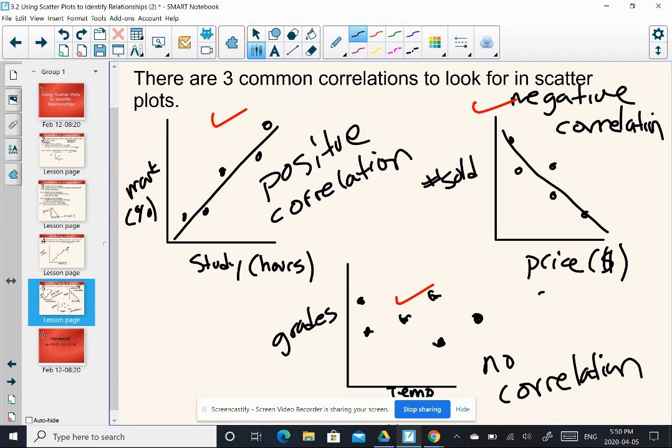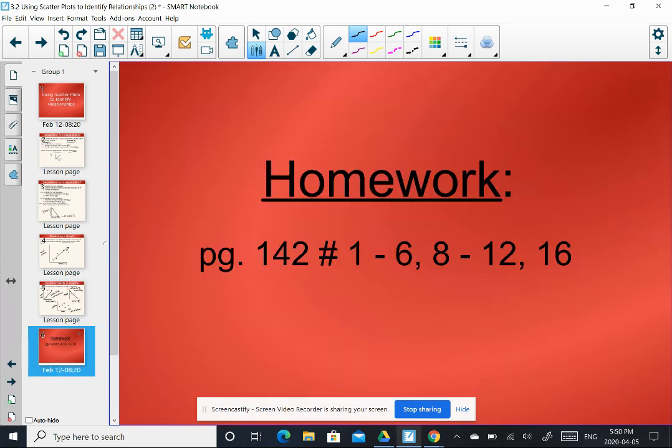In the next section, we'll be looking at lines of best fit and slope and things like that, and actually getting what the correlation is. But for this section, 3.2, that's all you really need to understand. So if you think you do, then over the rest of today for this class and tomorrow, I'm not going to post a new lesson now until Monday. I just want you to work on page 142, 1 to 6, 8 to 12, and 16.